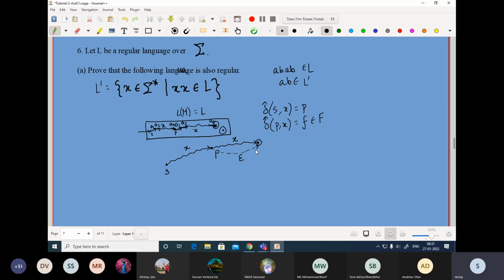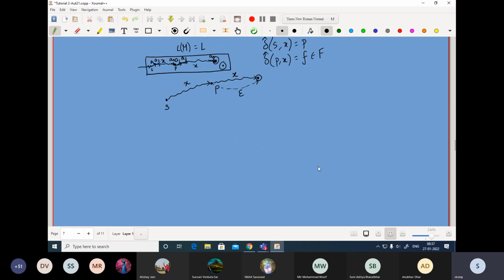You make an epsilon transition to this particular state. Yes, ma'am. Like any one of the final states, like it is acceptable, right? Okay, let me write your procedure down. You're suggesting the following algorithm, right?